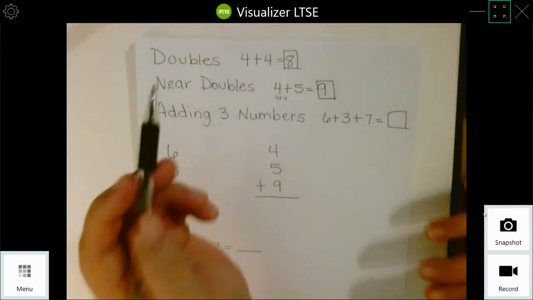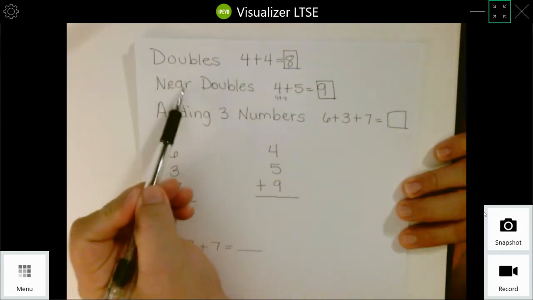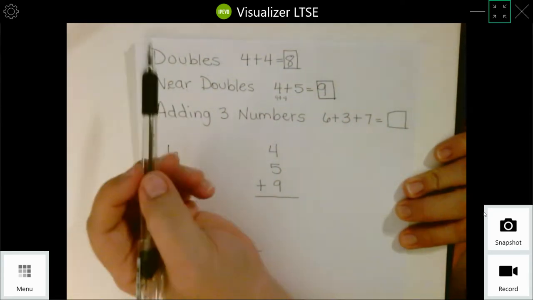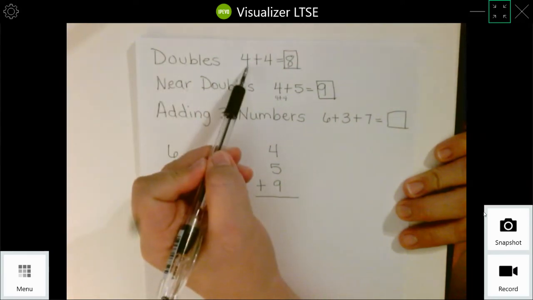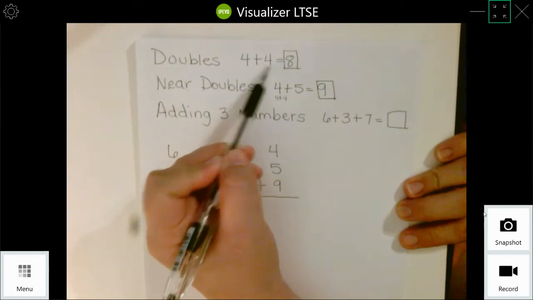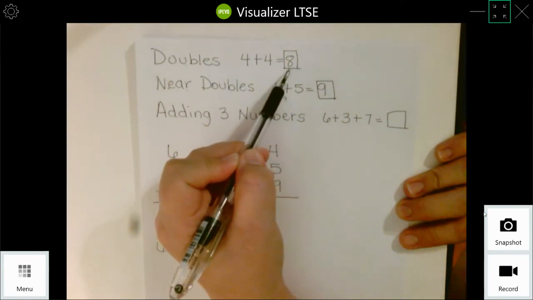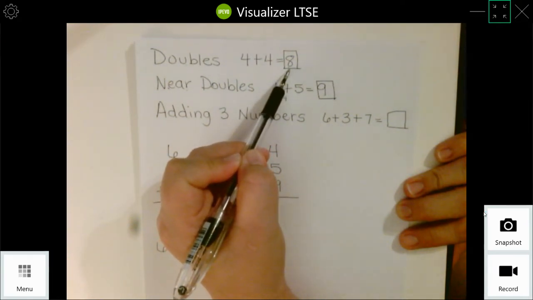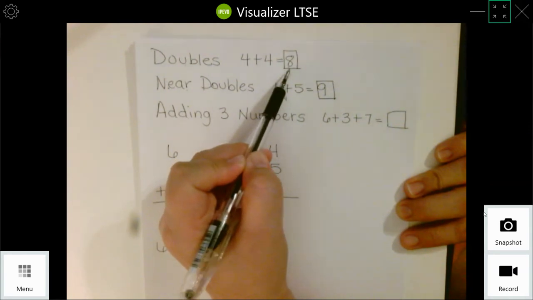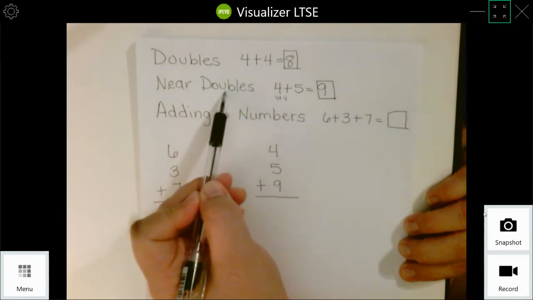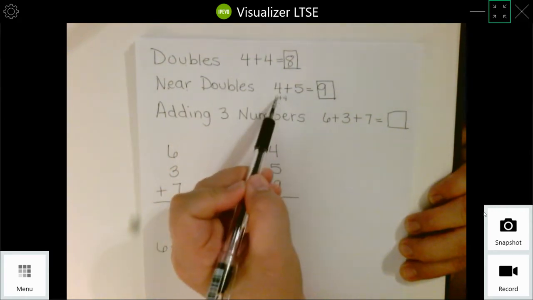Okay, we've been working with doubles, near doubles, and adding three numbers. And just as a review, remember that doubles are when you add the same number with itself. So, for example, 4 plus 4 is 8, or 3 plus 3 is 6, or 5 plus 5 is 10. Those are your doubles.